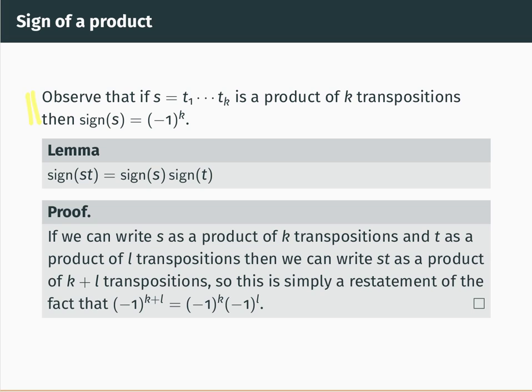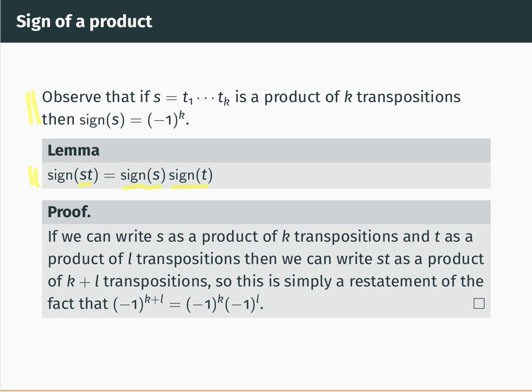So the lemma says that the sign of a product, a composition, st, is equal to the sign of S multiplied by the sign of t. So the sign of S is a number and the sign of t is a number, and we're just multiplying those numbers together, whereas this st means the composition of the permutations S and t.